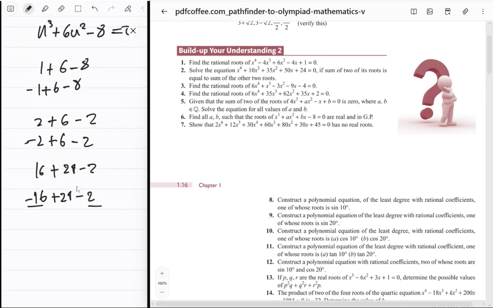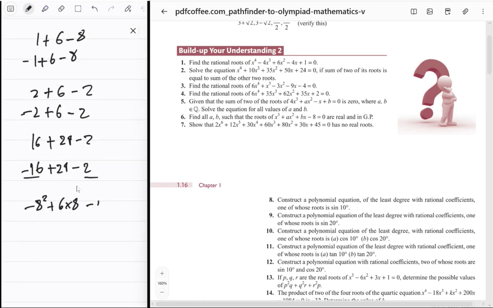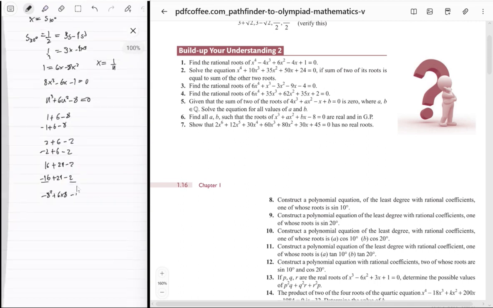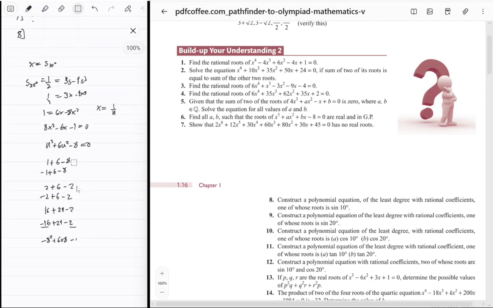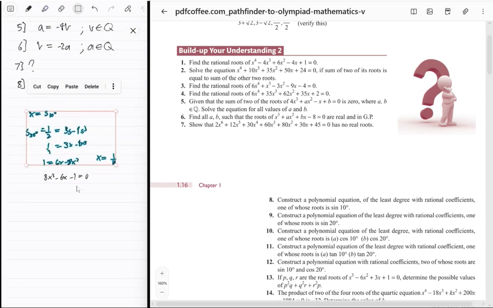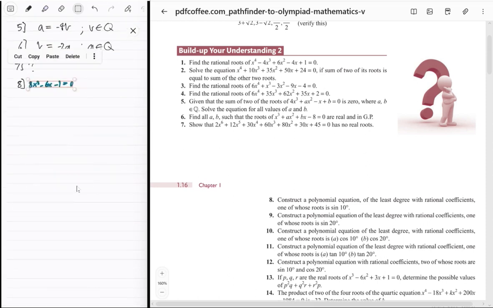Okay, let's try out 8. Positive 8, not gonna work. Negative 8, not gonna work. Negative 8 squared plus 6 times 8 is negative 1, doesn't work, because 8 times negative 8 plus 6 is just negative 2, so negative 16 minus 1 is not 0. There we go. So that is the equation, the minimum degree equation.